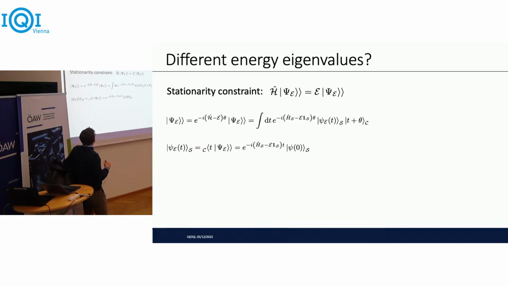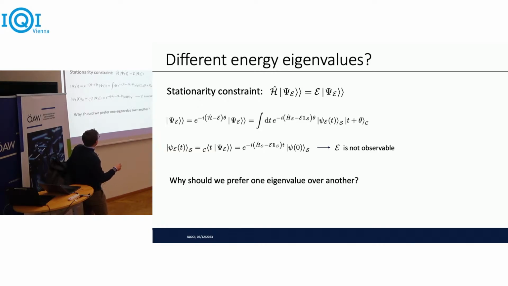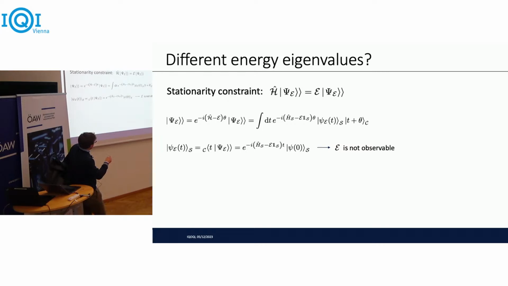We do the same thing as before, just that now we impose the stationarity in this way, and basically the same procedure as before. Then we find that the state of the system evolves in this way. So we have the previous part, e to the minus iHt, and now we have this epsilon, which is the eigenvalue of the state of the universe. We see that this epsilon is just a trivial energy shift, so at the level of the system, this is not observable. It doesn't really change the dynamics. It amounts to a global phase change, which is not observable.